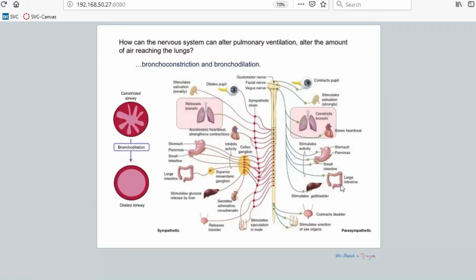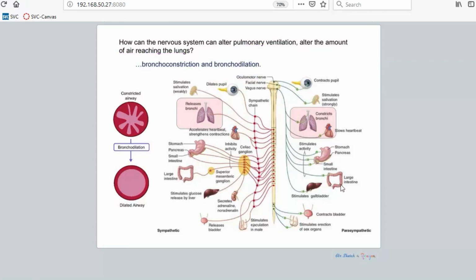So yeah, how can we do that? Okay, what if we want to alter pulmonary ventilation? We don't always want to breathe at the same rate. There's situations where we need to breathe faster or slower and all that kind of stuff. So how can we change pulmonary ventilation? How can we alter the amount of air reaching the lungs? Well, just as you suspect, we can constrict or we can dilate the bronchioles. Okay, and what's going to be in charge of doing that? No surprise, the nervous system, and specifically the autonomic nervous system.